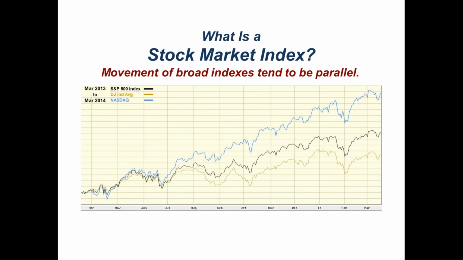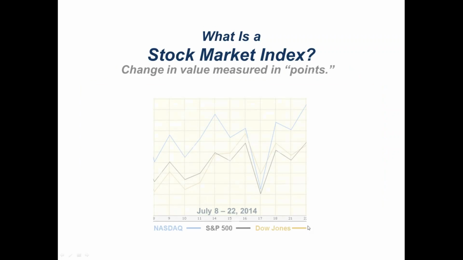Here's the point that I really want to get to. When we look at these broad market indexes like the S&P 500, the Dow, and the NASDAQ, their movements, especially over time, tend to parallel each other. So this blue line is the NASDAQ, this black line is the S&P 500, and this brownish line is the Dow Jones. You'll notice that at any given point in time, one may go up more than the other, but they're parallel to each other. As a general rule, when the NASDAQ goes down, so does the S&P, so does the Dow Jones, and when they go up, they tend to do the same thing.